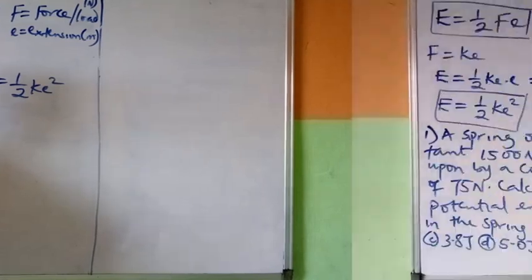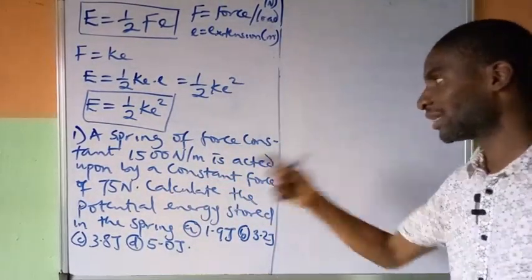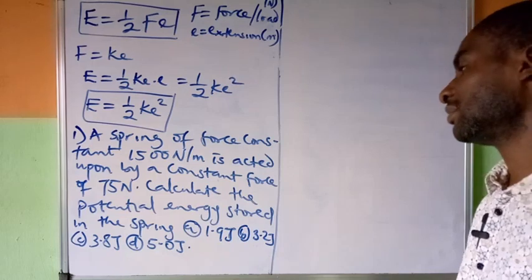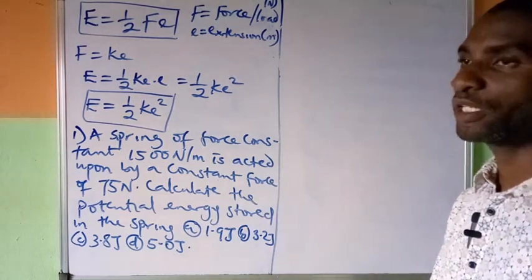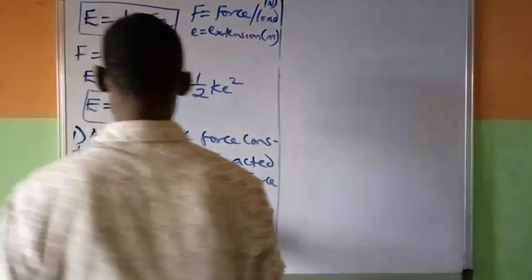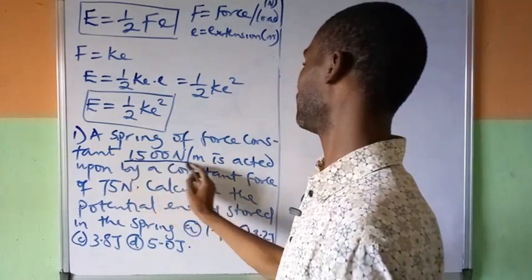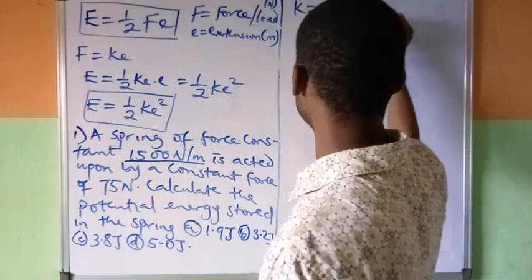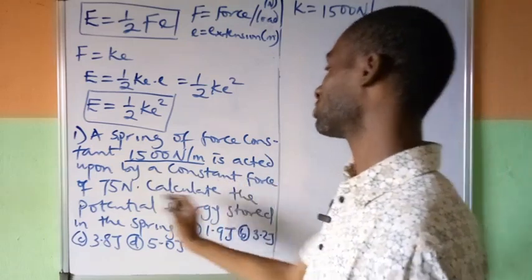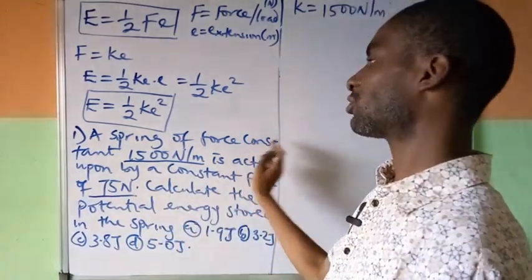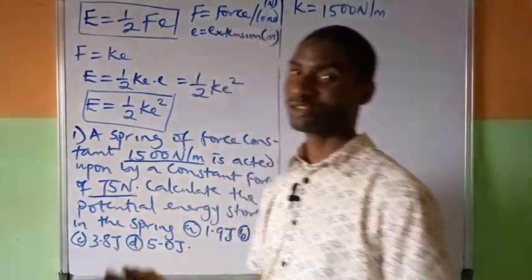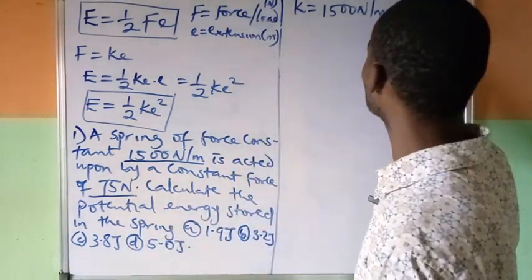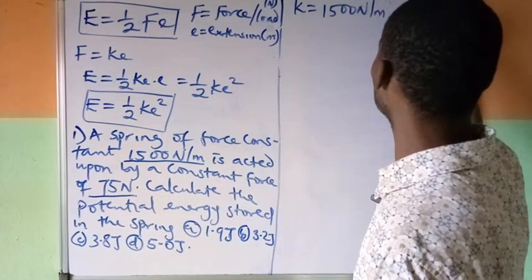Now let's see some examples. Here is the first example. A spring of force constant 1500 Newton per meter is acted upon by a constant force of 75 newtons. Calculate the potential energy stored in the spring. Let us write out the parameters given. A spring of force constant, so our K is 1500 Newton per meter. It is acted on by a constant force. There's a difference between force constant and constant force. They are just trying to confuse you. Constant force means the force applied, or the load. So the force is 75 Newton.